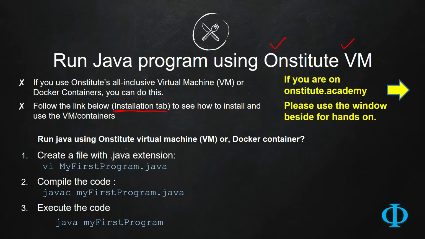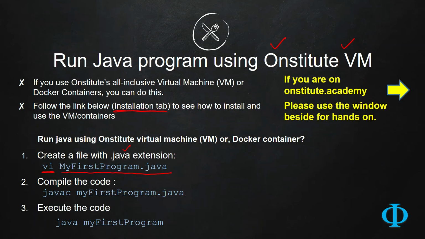First, you have to create a Java file with the .java extension. For example, myfirstprogram.java. So you can utilize this command vi followed by the Java file name, and once you hit enter, it will open a Java file for you where you can write the code that I have shown earlier in the previous video. The same code you can use.